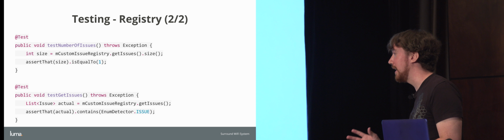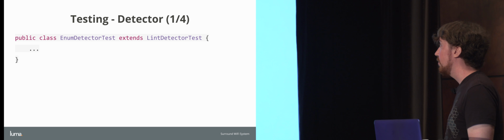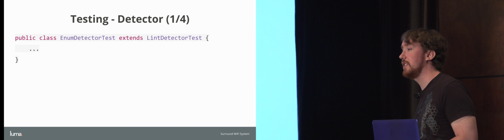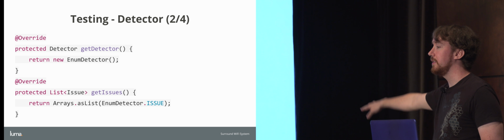More interesting is our detector, which we have a nice handy lint detector test provided by the Lint API that we can hook into, which will make it a little bit easier for us. So I call it enum detector test, and we have a few methods to override. First is getDetector, which is the detector to be used for this test case. For us, it's our new enum detector, and you'd pass in whatever you want. The second are the issues we want to test with that detector. For us, it's just going to be our single issue that we defined inside of our enum detector.